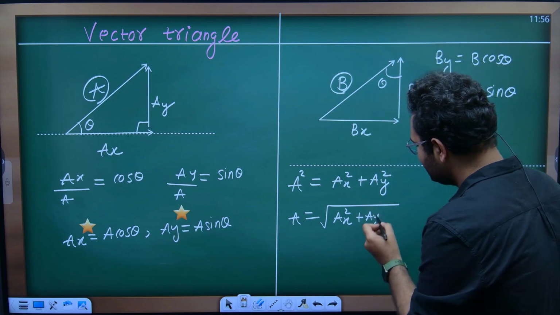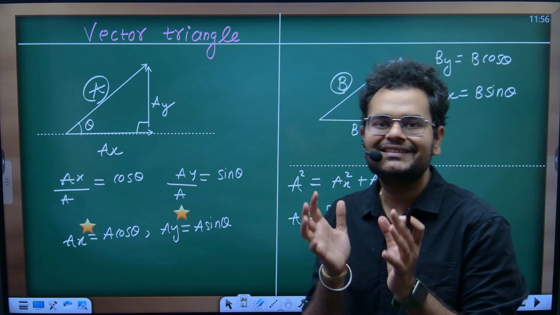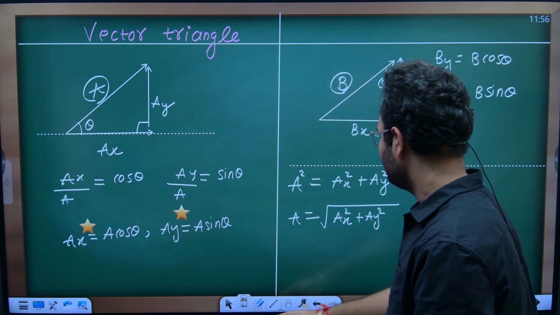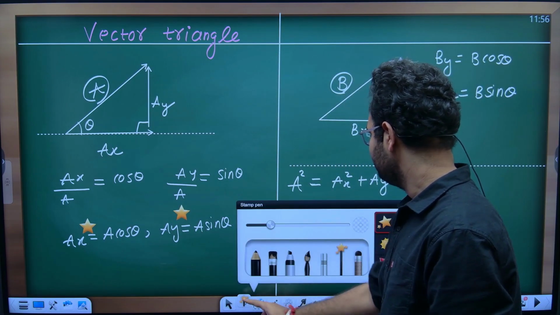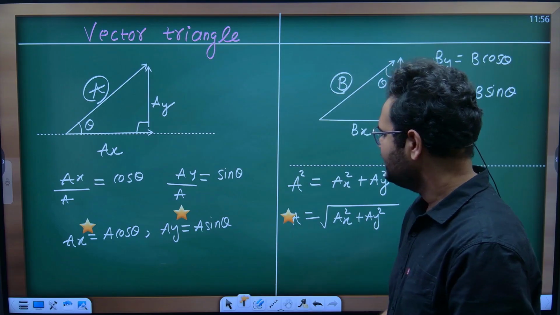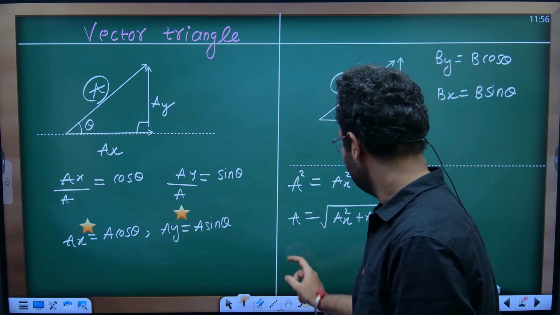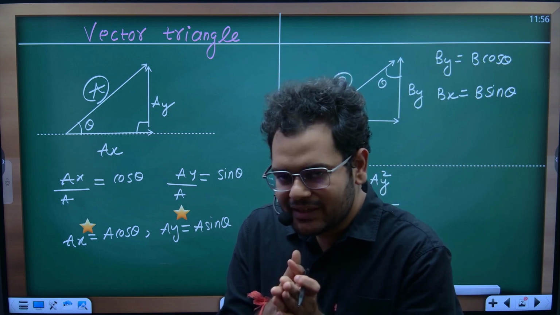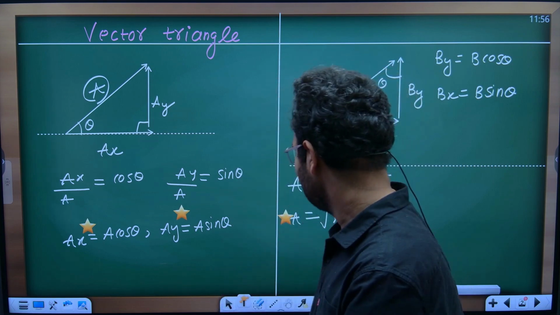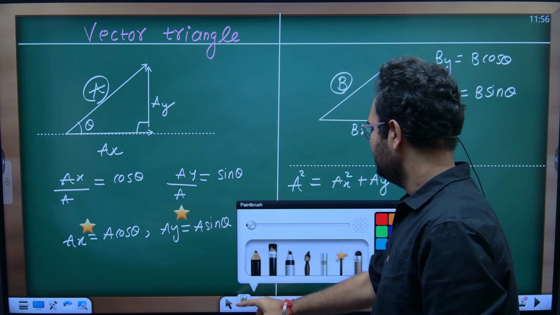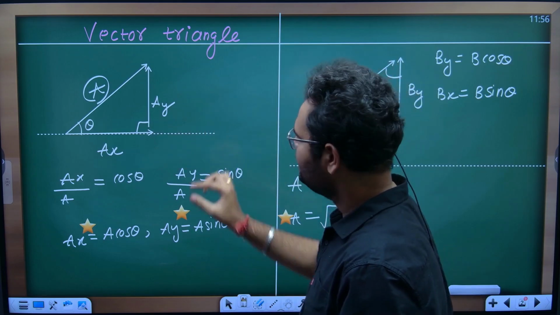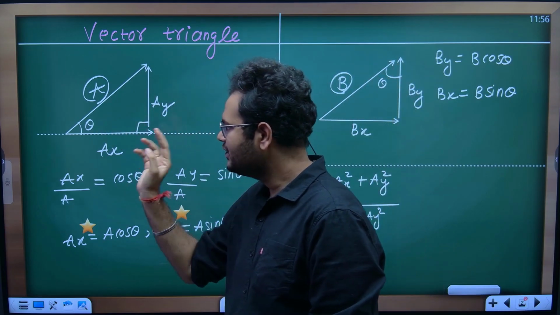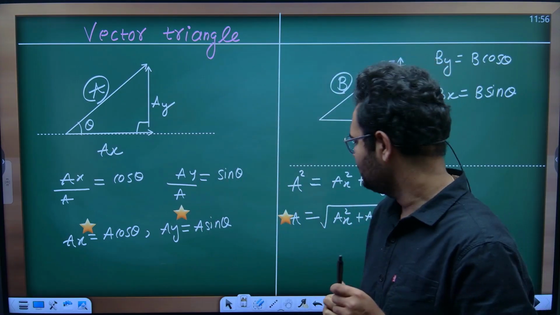Suppose they are asking the magnitude, that is the length of the mother vector, and only children vectors are given. This formula we are going to use. Another important thing they can ask is the angle made by the mother vector with the x and y axis. Here angle theta is there. Sometimes they will give children vectors and ask for the mother vector. Sometimes they will give the mother vector and ask for the children vectors. We'll solve questions, don't worry.